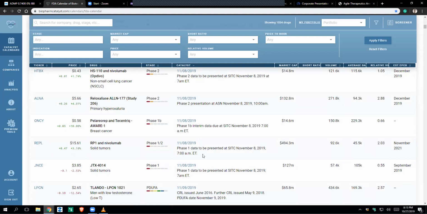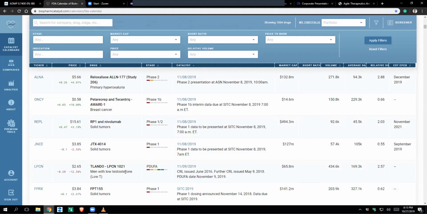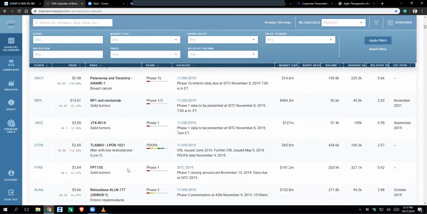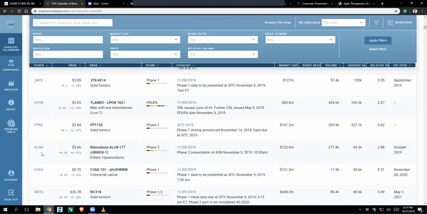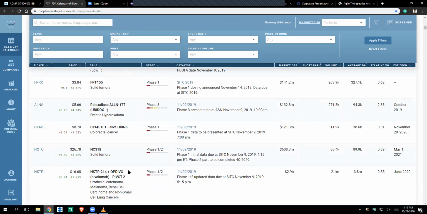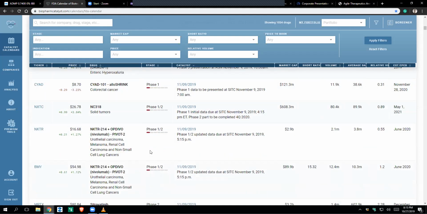Replimune, phase one. Phase one is usually not very interesting. I mean, lipocene. Okay, let's look at this one though. FPRX, Celiad, a lot of phase one. Nektar. Okay, this one, Nektar is interesting. Let's look at this one.